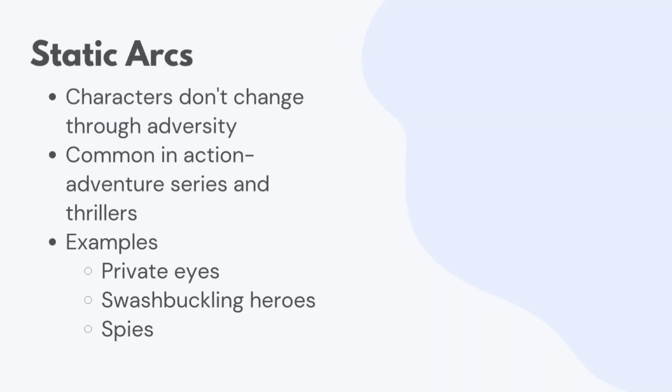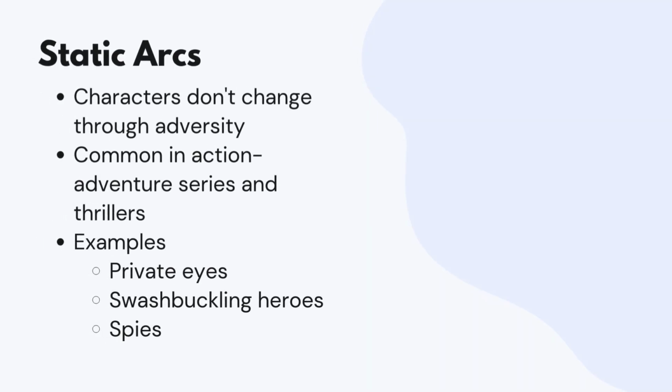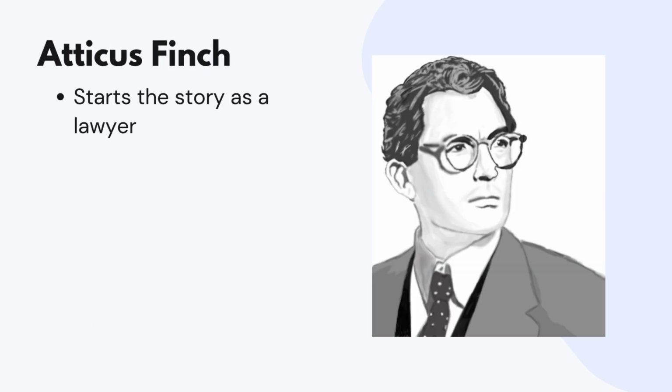Finally, we have static arcs, where characters face adversity and challenges, but pretty much stay the same throughout the story. This kind of arc is common in action and thriller series. Private eyes, adventure heroes, and spies often follow this arc. Atticus Finch is another example of a static character, as he starts the story as a lawyer and ends the story still being a lawyer.